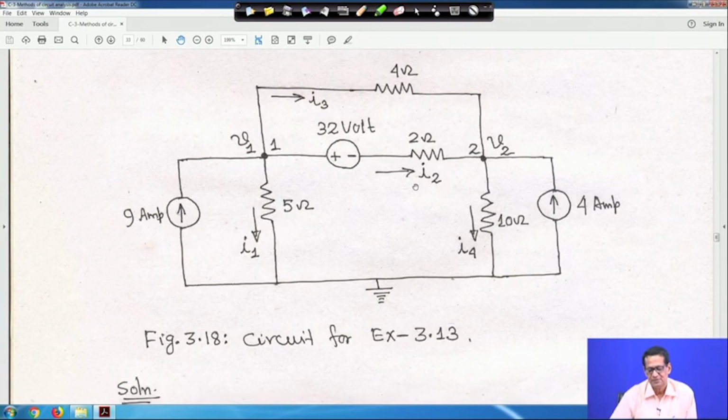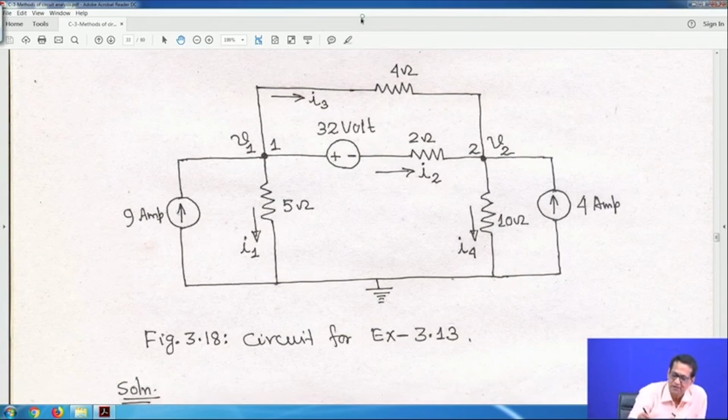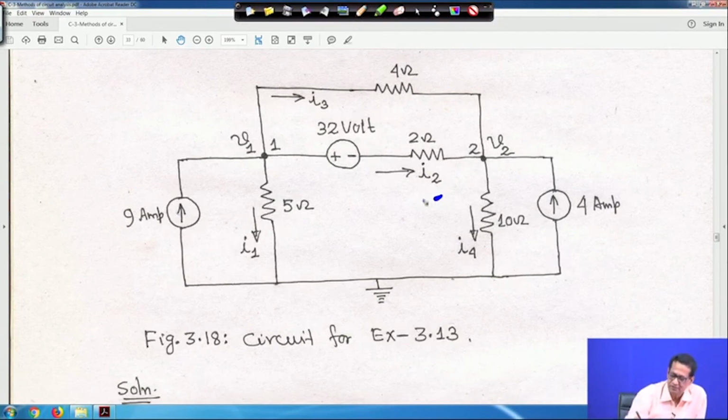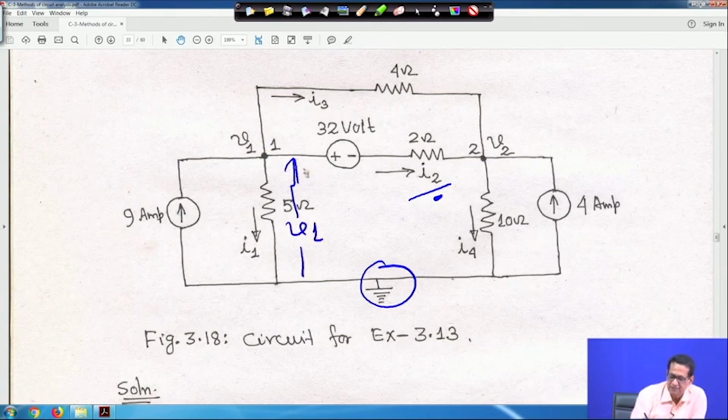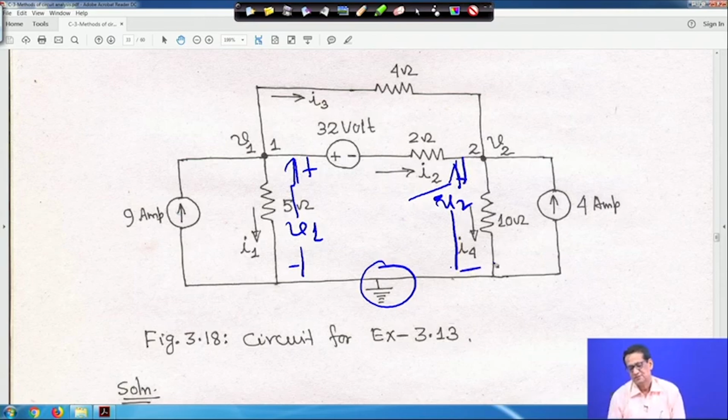Before moving on, first you have to find out, as I have told you earlier also, what is I2, right. This is the reference node, whose voltage is 0, and this is V1 and this is V2. So this voltage is V1, with plus here and minus here, and this other voltage is V2, also plus here and minus here. So V1 and V2 are nodal voltages with reference to the ground, right.